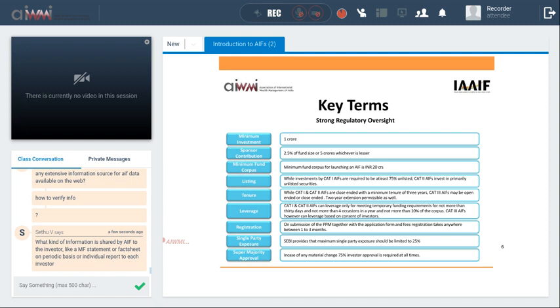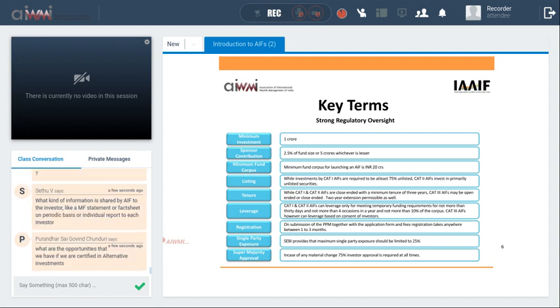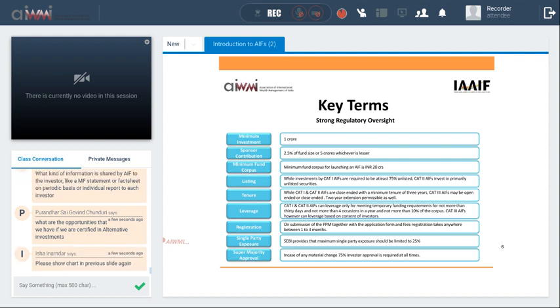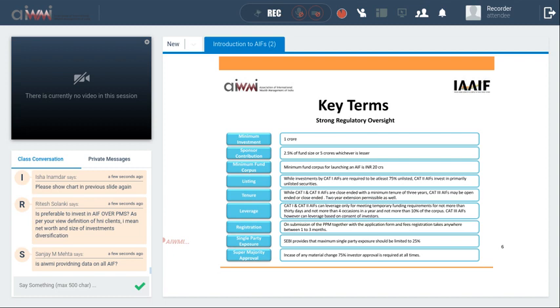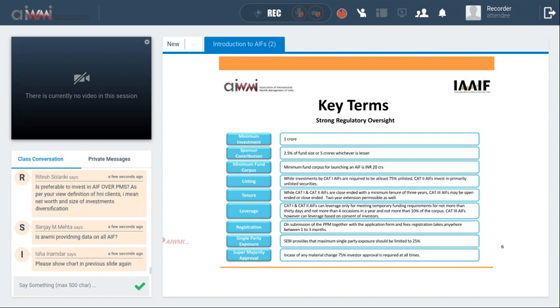So we have another question, and I'll keep this as the last question. I think an important question is: what is the reporting mechanism behind an AIF, what kind of reports can investors expect?